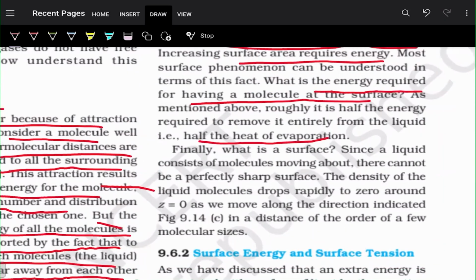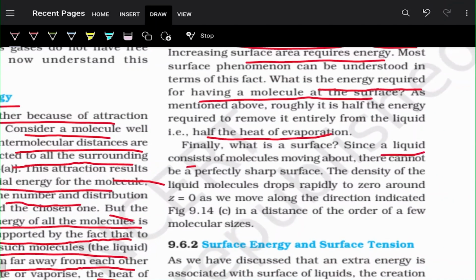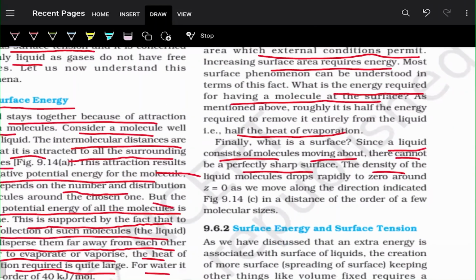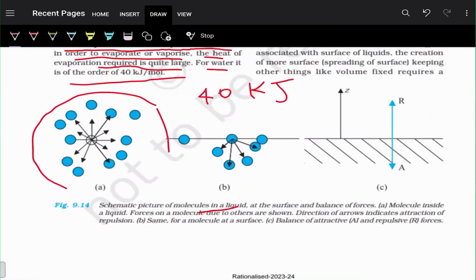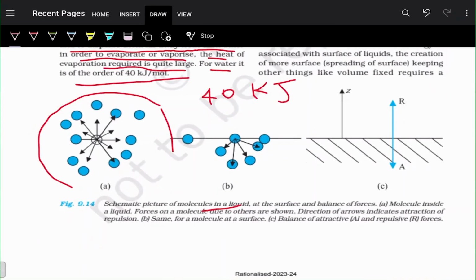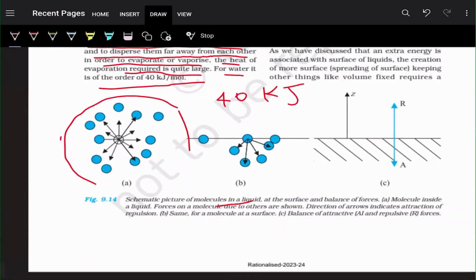Since a liquid consists of molecules moving about, there cannot be a perfectly sharp surface. Correct. The density of the liquid molecules drops rapidly to zero around z equal to 0 as we move along the direction indicated. See, look, you see? Simple, right? Look, schematic pictures of molecules in a liquid at the surface and balance of forces. See, this is a molecule inside a liquid.